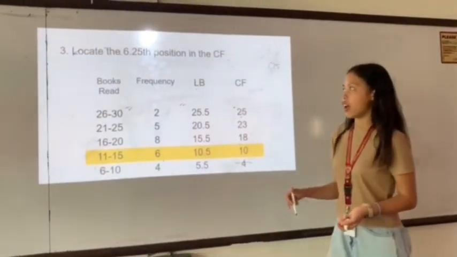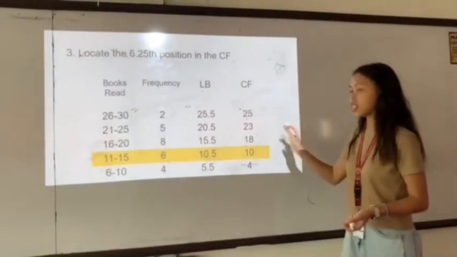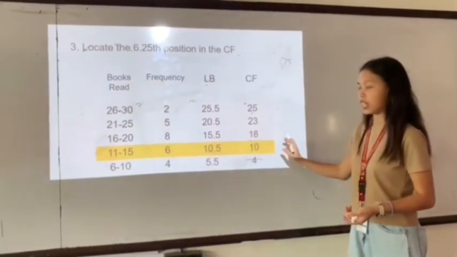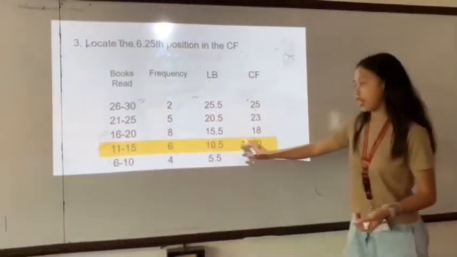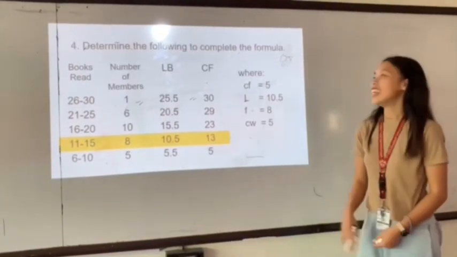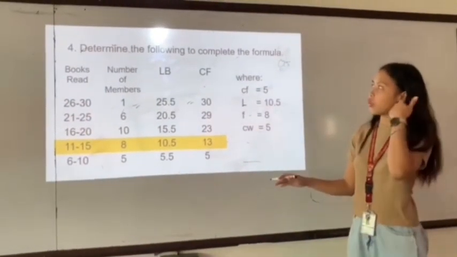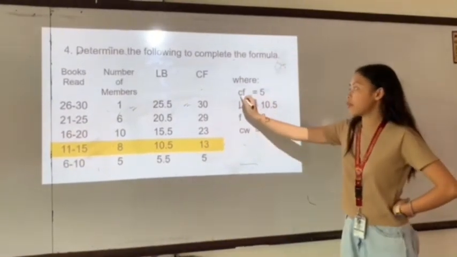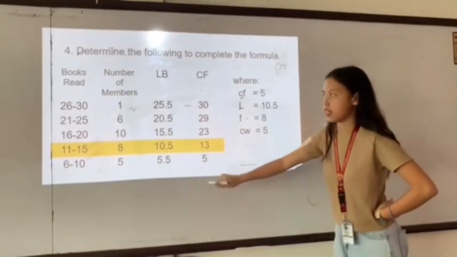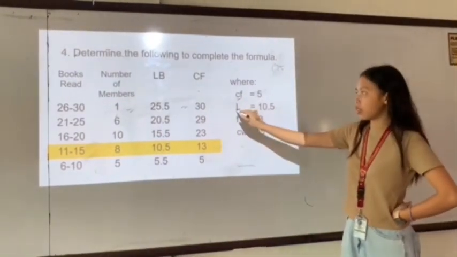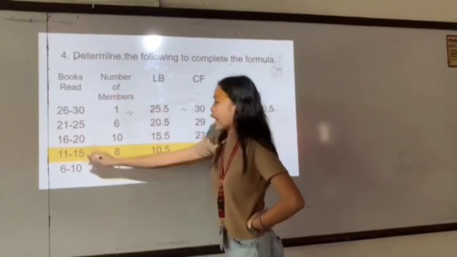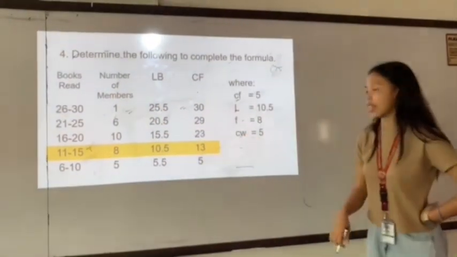Next is to locate the 6.25 position. As you can see, it is located between 5 and 10. So the data that we will use is this row. Next is to determine the values to complete the formula. Remember, to get the cumulative frequency, you will use the lower cumulative frequency, so it will be 5. The lower boundary also is 10.5. The frequency is 8, and the class interval, which is the class width, is 5.